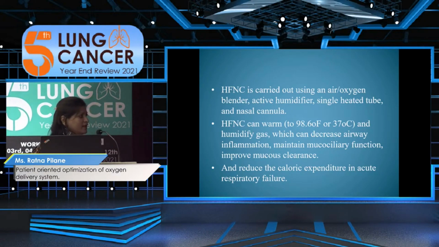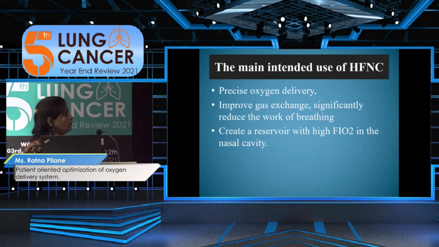So they will decrease the calorie expenditure in acute respiratory failure. Even though the patient is having dyspnea, it will decrease. The patient will have tachypnea; when you start HFNC, it will progressively decrease the tachypnea also. The main intended use of HFNC is precise oxygen delivery. Precise means accurate oxygen delivery. Whatever you want, 10 liter or 15 liter, you will deliver the proper oxygen to the patient.